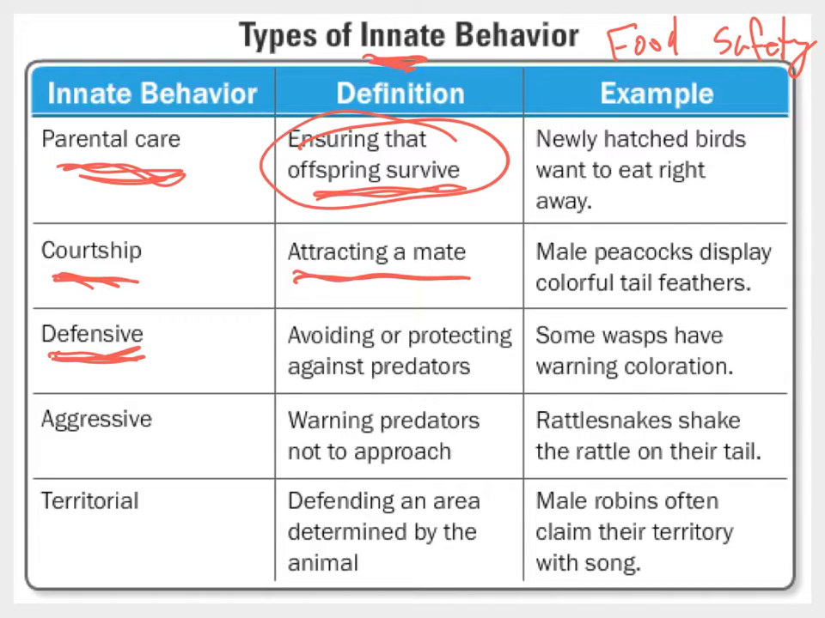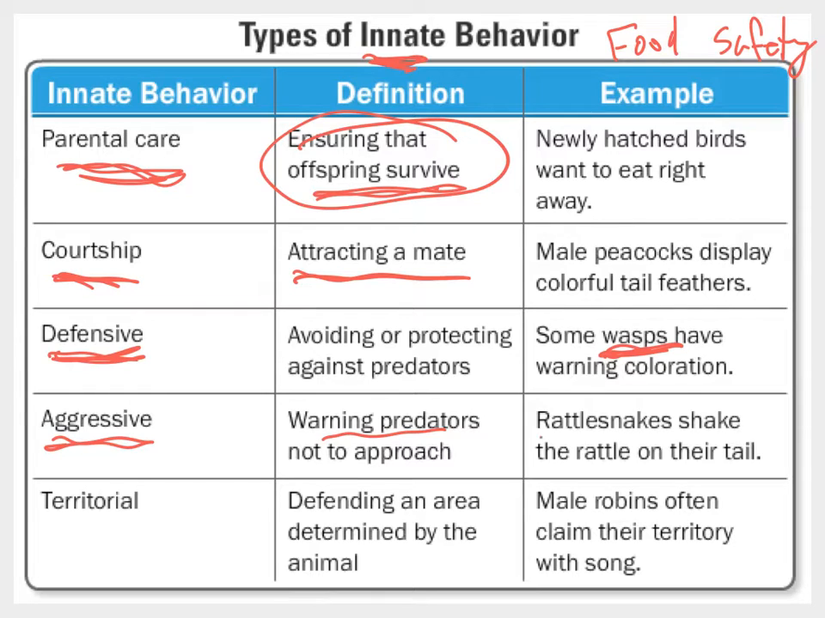Then we get into our more safety ones. The first are going to be the defensive behaviors. And these are going to be things to avoid or protect you against predators. And things that we'll see here are going to be some warning coloration. We see it in wasps, we'll see it in fish, where you'll have an animal that'll flash a bright color, and that'll kind of let you know that, hey, this isn't something I want to mess with. We also have aggressive behaviors, and aggressive behaviors are going to be more, as the word implies, aggressive. So these will warn the predators not to approach.